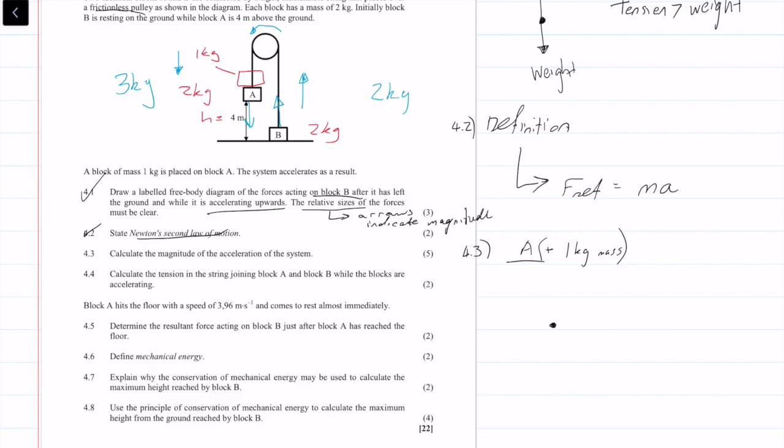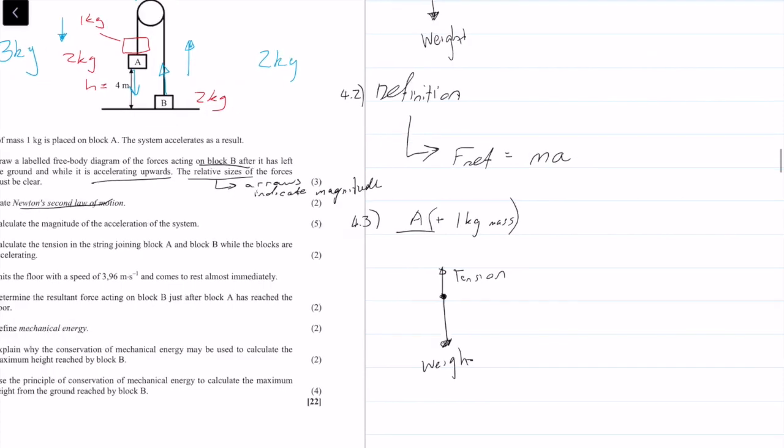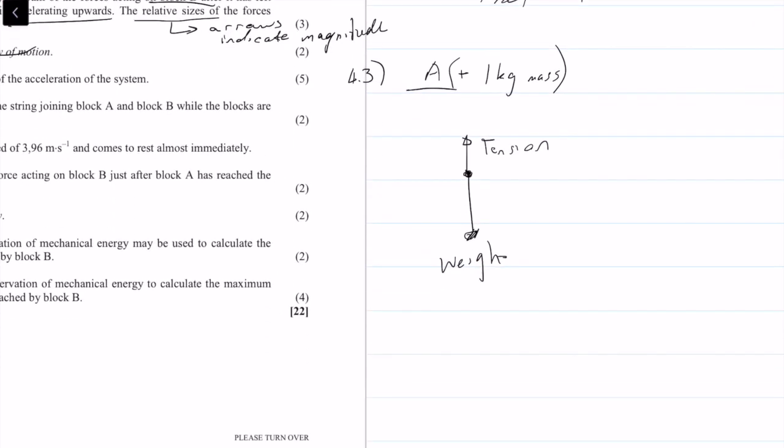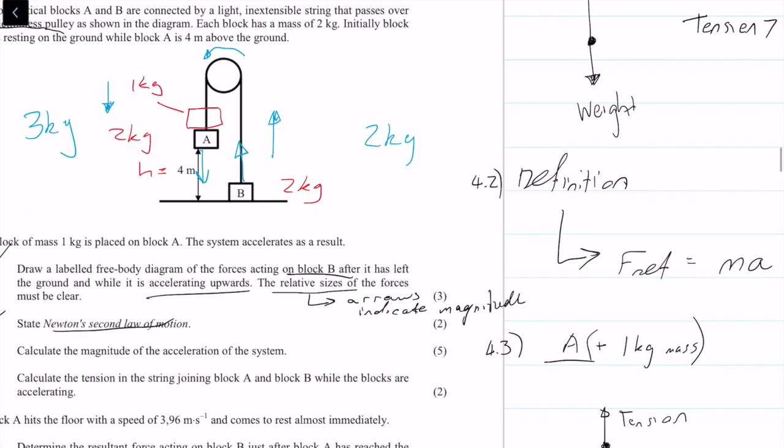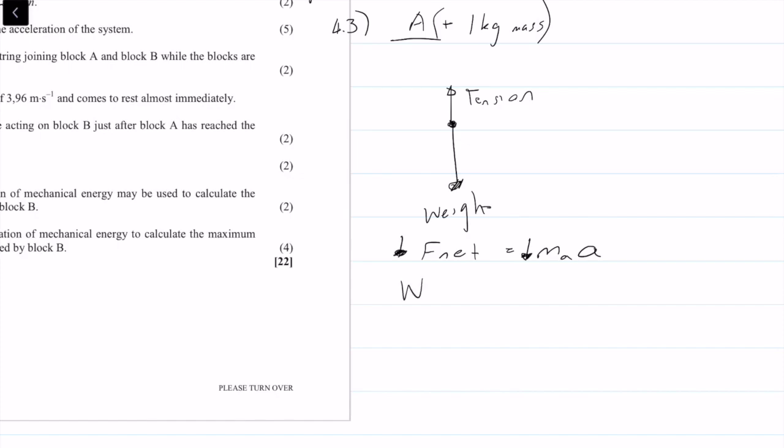So what we have is the weight, which is going to be greater than the tension this time, because we know it's going downwards. Now what I'm going to do is write Newton's second law for that. F net equals the mass of A times the acceleration of the system. I'm going to take down as being positive because I know that block A will be moving downwards. So we have weight minus tension is equal to mass of A times acceleration.